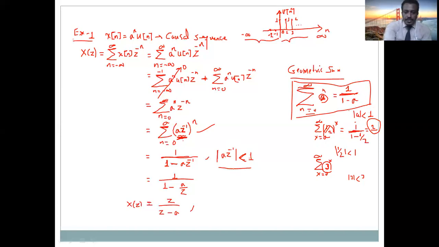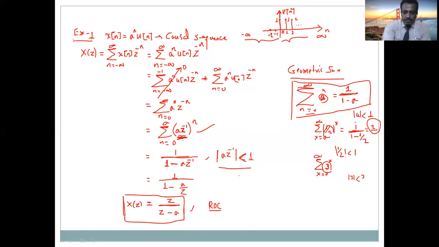So this is our ROC, region of convergence. Region of convergence means what? The values of z for which X of z, what we have determined here, exists, that is, X of z converges to some finite value. Those values of z we call the region of convergence.